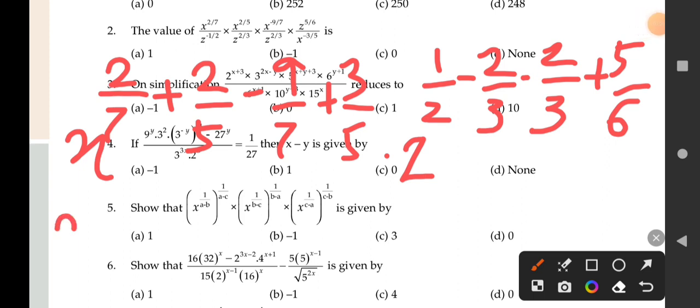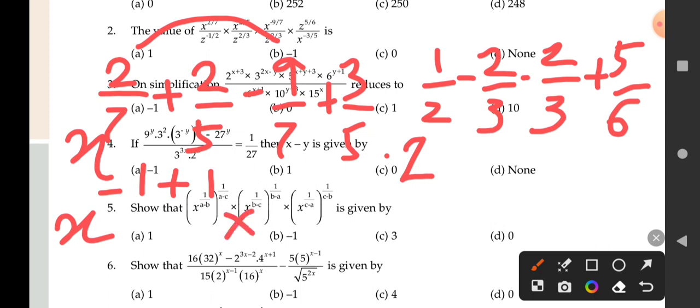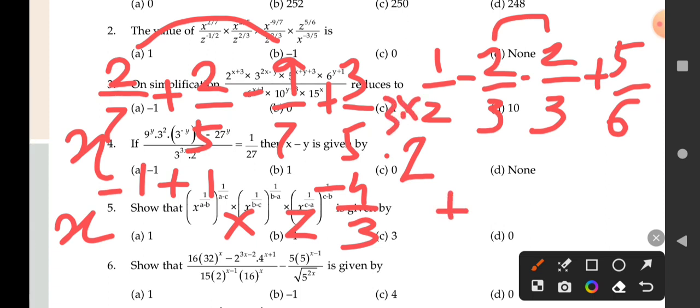Okay, simplify. X power, these two terms, 2 minus 9 is minus 7. So, minus 7 divided by 7 is minus 1. And 2 plus 3, 5. 5 divided by 5 is plus 1. Into z power, these two terms. So, we have minus 4 by 3 into, sorry, plus, okay, here multiplied by 3. So we have 3 plus 5, 8 divided by 6.